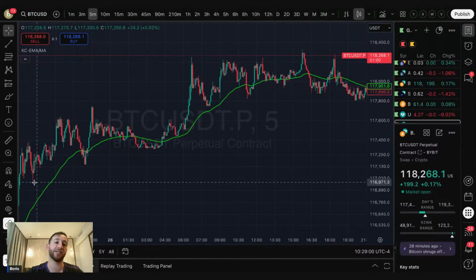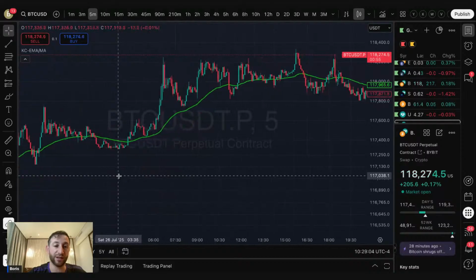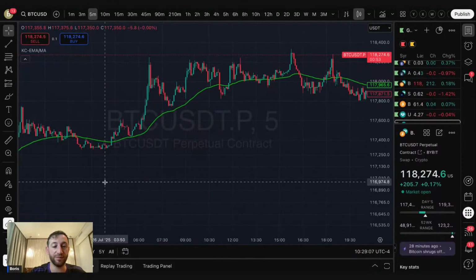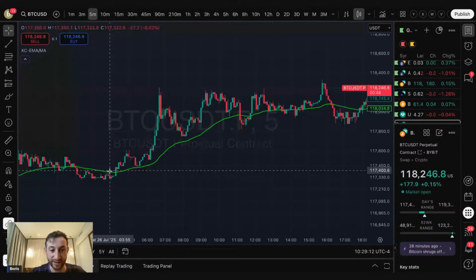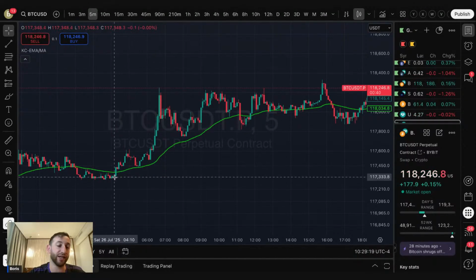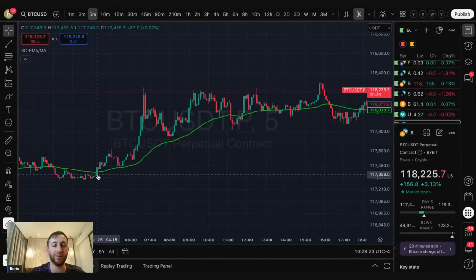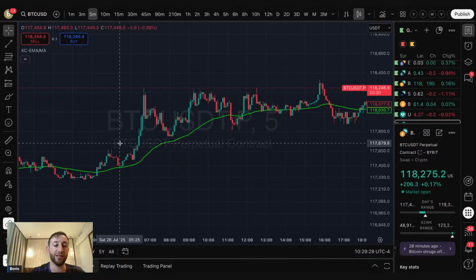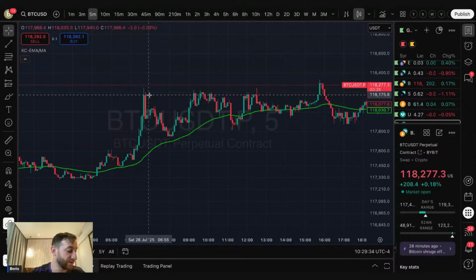But essentially, what I've plotted here is this green line. This is the 55 period exponential moving average, and the strategy is, once price gets above this line, and again, this isn't a magical line, it's a 55 period exponential moving average, once it gets above this line, you go long. It's really as simple as that. You basically just hold this position as long as it stays above the 55 period average.